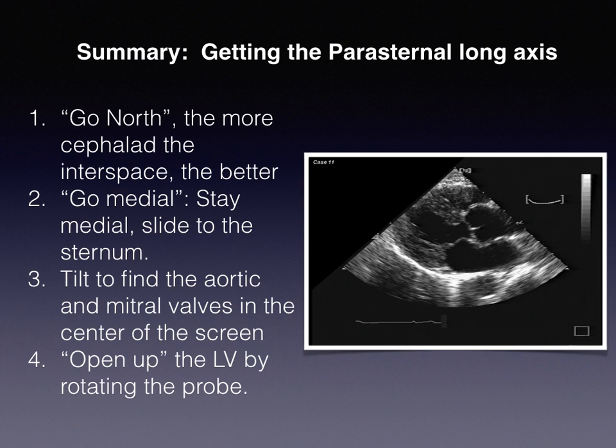So in summary, this is how we're going to get the parasternal long axis. In general, you take the highest intercostal space that you can find that shows you two valves, the aortic and mitral valve. You check to be sure you're slid up against that sternum so that you're medial. And once you get those two valves in your picture, you start to rotate to open up that left ventricle. So you need 3 things in each parasternal long axis view. You need the aortic valve, the mitral valve, and the long axis of the LV.